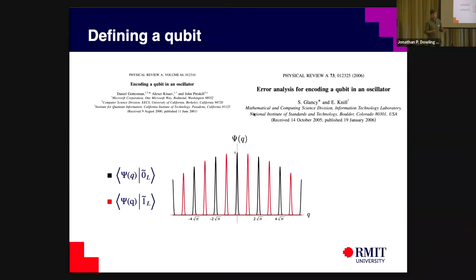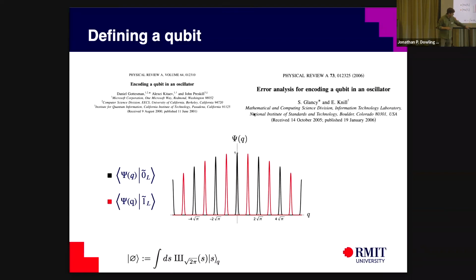But in order to actually do a quantum computation, we need some idea of a qubit. We need some idea of a logical state, which again, here's the GKP state. And just to emphasize again, this is the position wave function of the zero logical state in black, and the position wave function of the one logical state in red. And so, yeah, there's just that shift that takes you from 0 to 1 and back again.